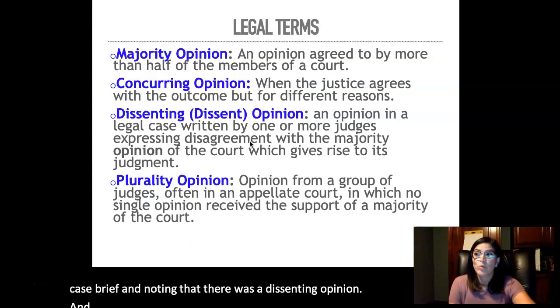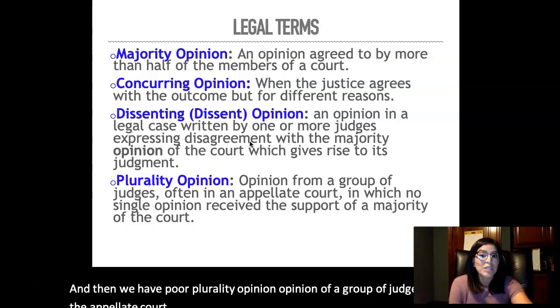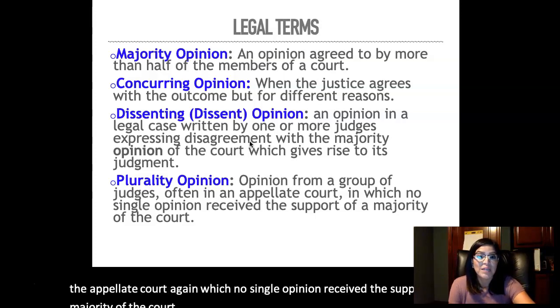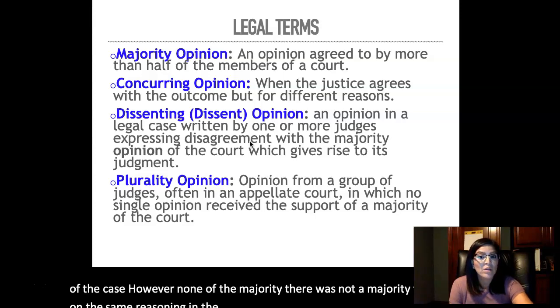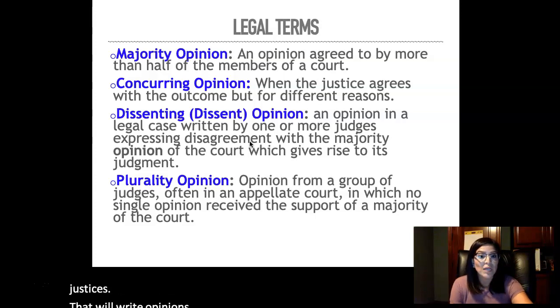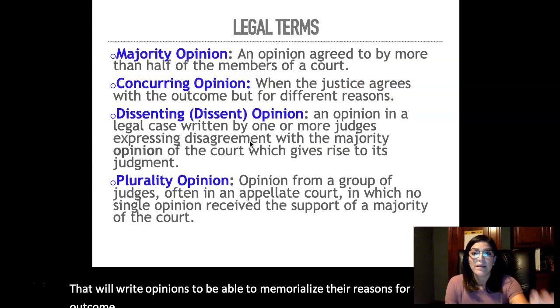And then we have plurality of opinion. This is a group of judges, often in the appellate court, in which no single opinion received the support of the majority of the court. So this means that the majority agreed on the outcome of the case. However, there was not a majority that agreed on the same reasoning for the outcome. Therefore, there are different groups of justices that will write opinions to be able to memorialize their reasons for the outcome. We'll end there.